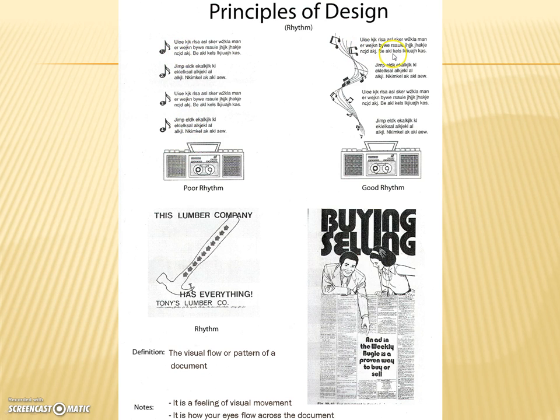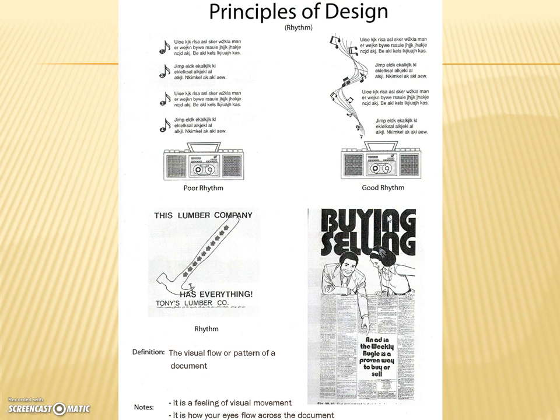The one beside it on the right, our music is kind of jumping back and forth, following a curved line, and then our text does as well. So we're kind of here, then we're over here, then we're back over here, then we're back over here. It's a little bit more interesting and appealing to look at. This lumber company, and there's even arrows to show you how the rhythm was planned out to be, has everything. Tony's Lumber Company. And my favorite example is this buying and selling.